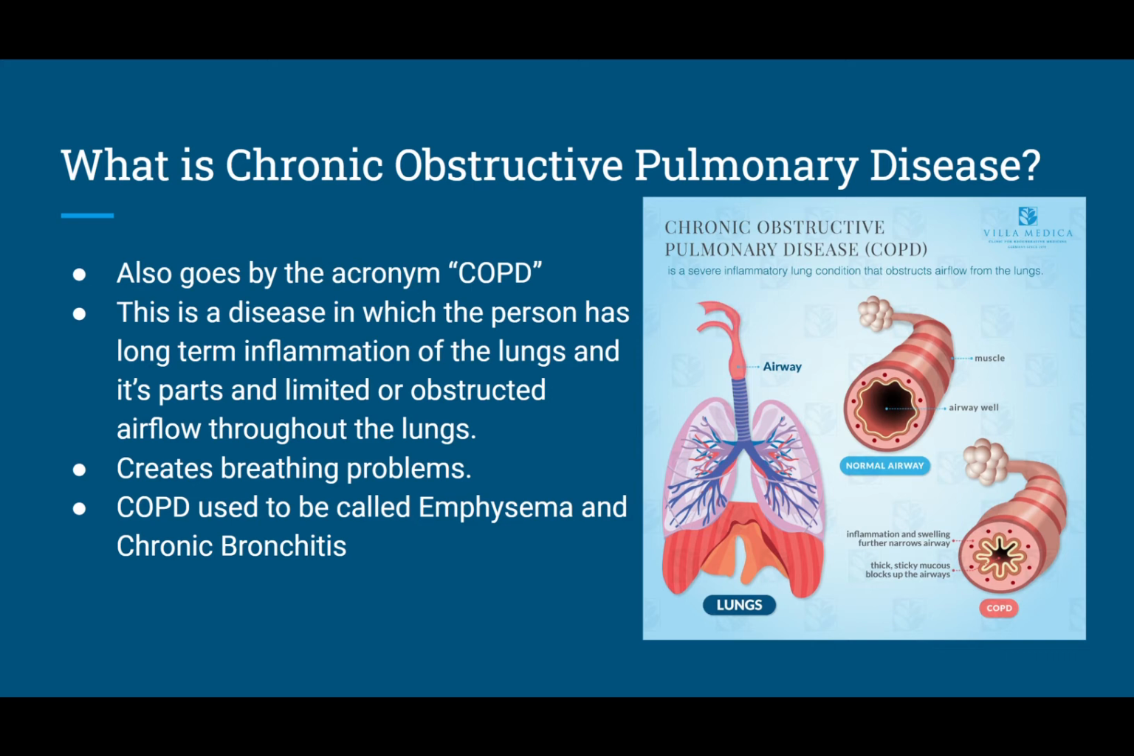What is chronic obstructive pulmonary disease? It is pretty much a long-term inflammation of the lungs and its parts, and it limits the air and obstructs airflow throughout the lungs. You can see in the picture the air wall and the muscles and all the different pulmonary parts, and how it gets smaller, how its shrinkage prevents the flow of air due to the inflammation.